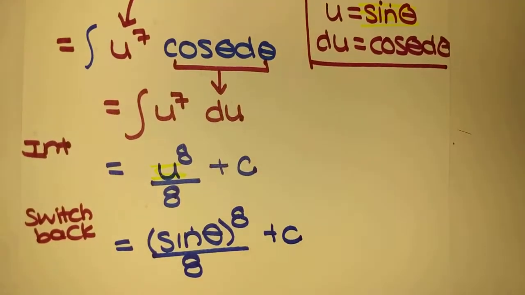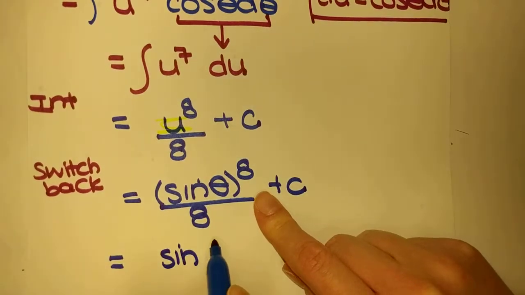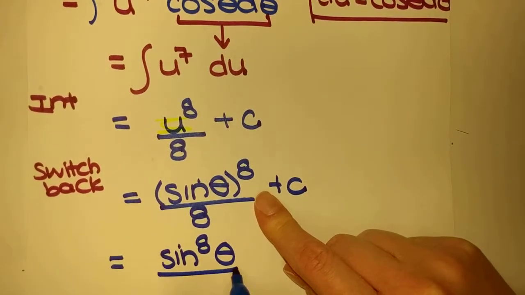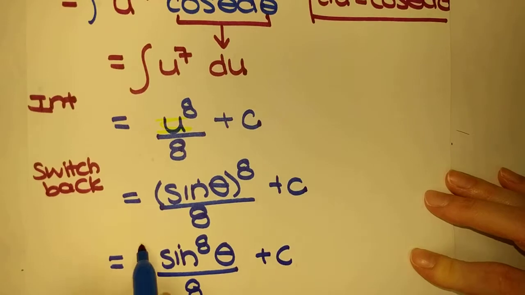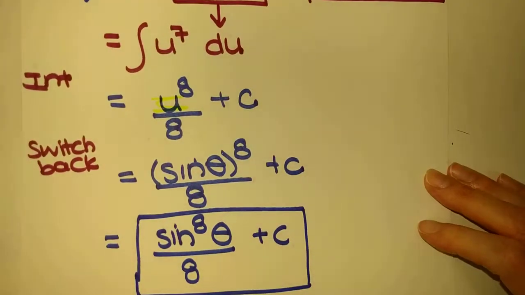Now, do keep in mind you could leave it like that, but the convention is when you have this notation, that's really this, and that's usually the convention for how we notate that power of 8. Okay, so that's our final answer.